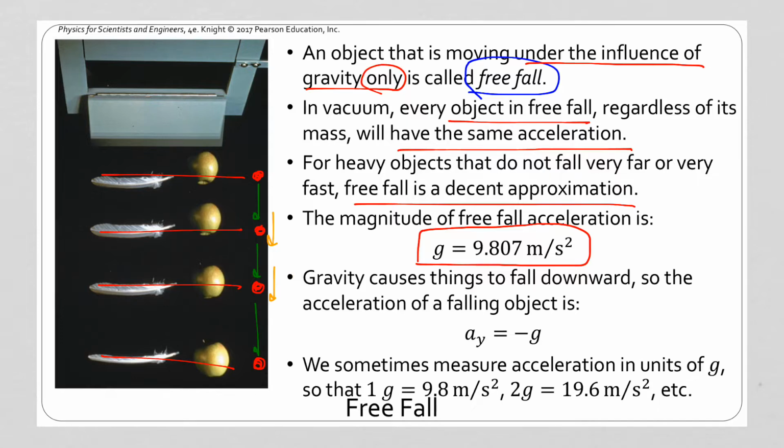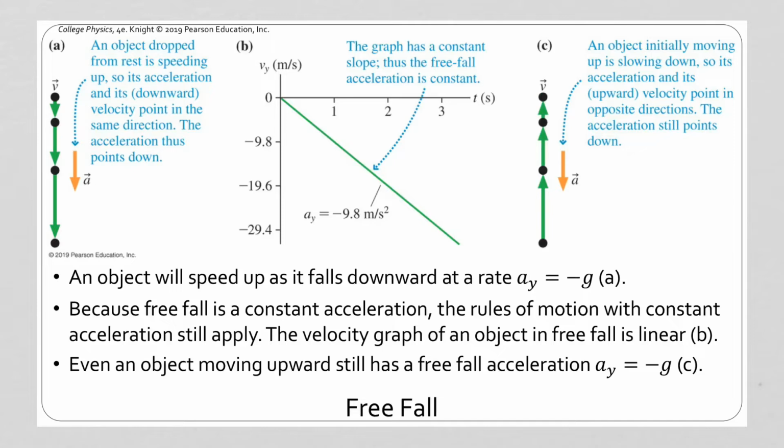It's also common to measure acceleration in units of g, so that 1 g would represent 9.807 meters per second squared, 2 g's would be 19.6 meters per second squared, and so forth. So if you have an object in free fall, we would have a constant downwards acceleration. We just said that the magnitude of this acceleration would be g, which I use 9.807 to give myself 4 significant figures, so that that's not going to be the limiting factor in my calculations.